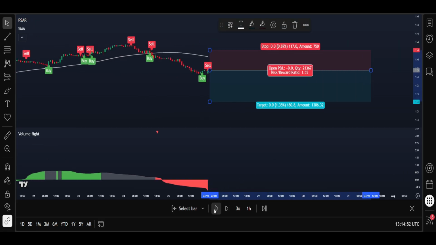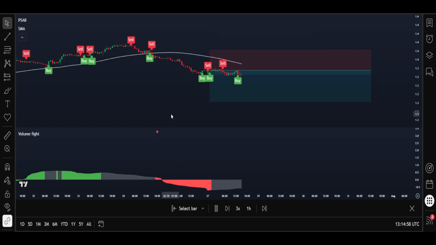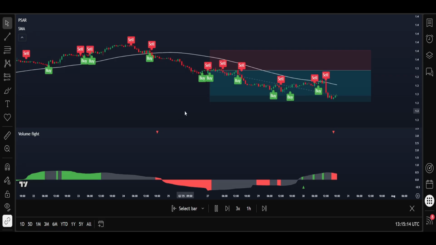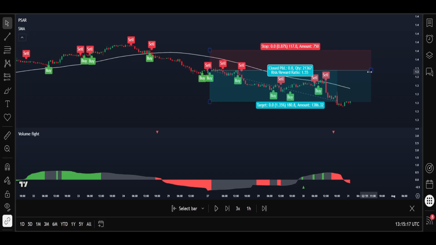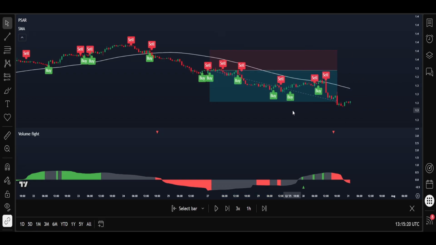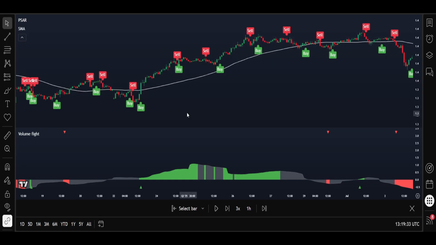Two common outcomes follow. A steady slide that tags the target while volume fight remains red and price holds below the MA, or a quick pop that hits the stop. Both are part of the method. Our job is to take only aligned setups, keep risk per trade fixed, and let the math play out over a series.